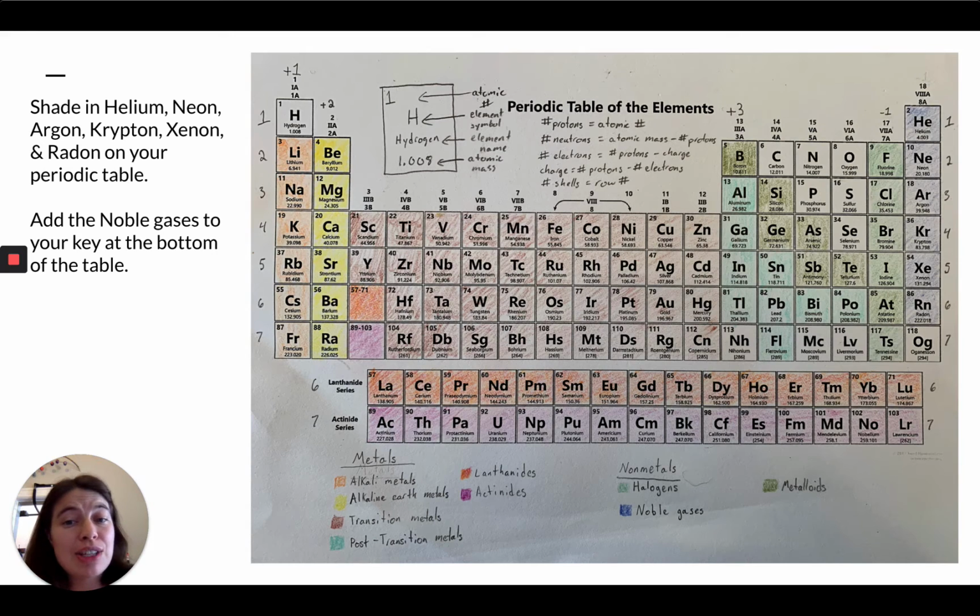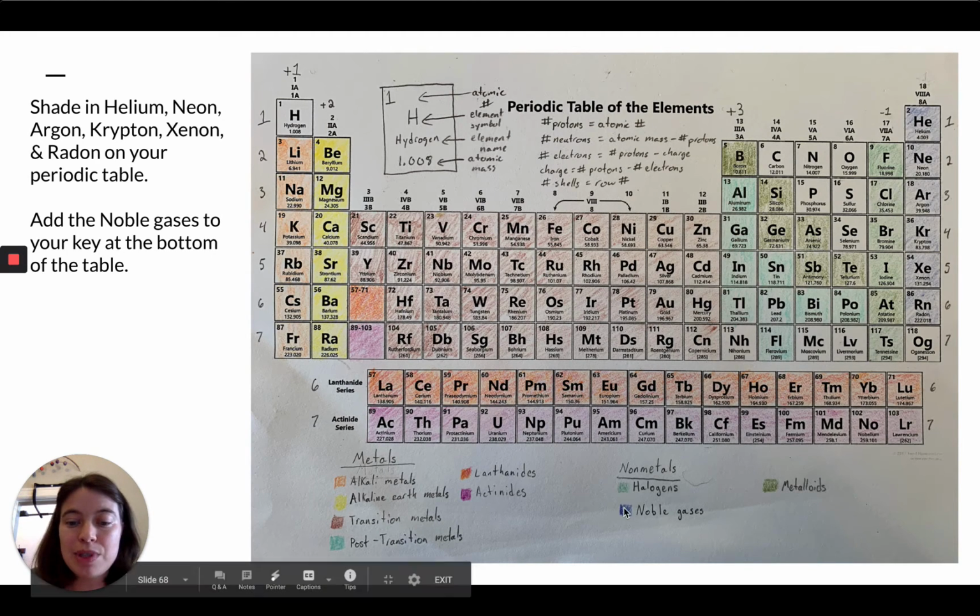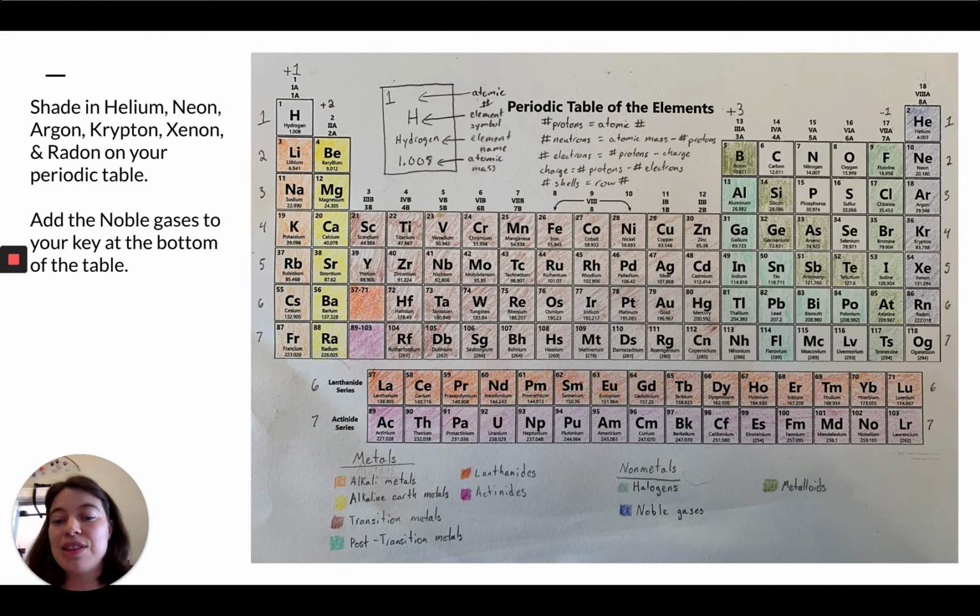So what I would like you to do now is take your colored pencil and your periodic table and go ahead and shade in those 6 elements. Make sure that you add them to your key. And these belong under the non-metals because the noble gases are non-metals. That means they don't have the metal properties, and it means that these things are going to be gases typically at room temperature. So go ahead and pause this video, hit play when you're ready to move on.